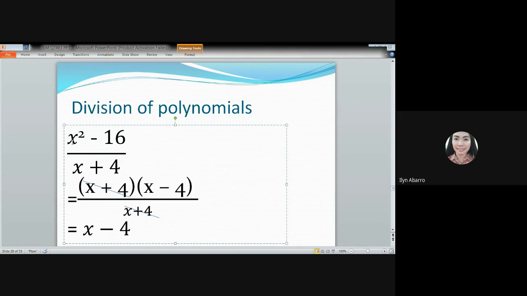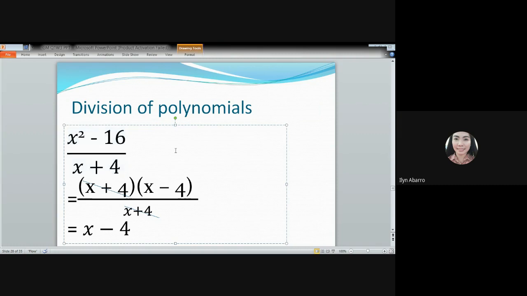In the numerator, we have here a difference of two squares. Bakit siya naging difference of two squares? These two, x squared and 16, are perfect squares. When we say perfect square, they have an exact square root. Anong square root ng x squared? The square root of x squared is x, and the square root of 16 is 4. And then, the operation is subtraction. That is why this is the difference of two squares.